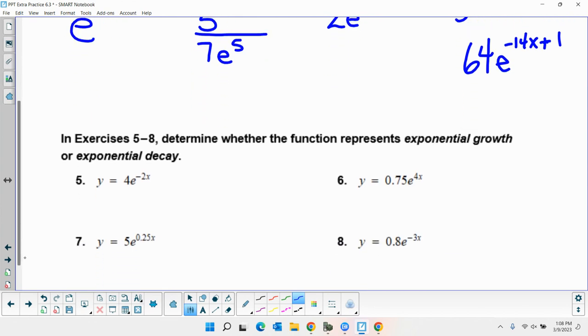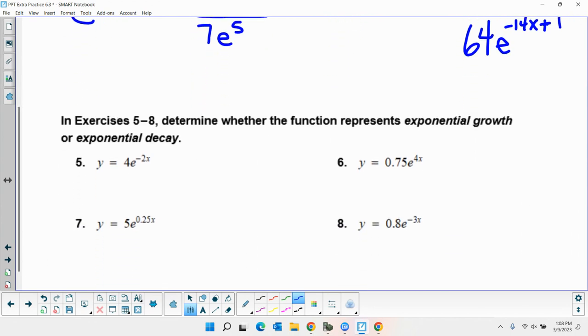Now, you guys got from 6-1, when the parentheses had a number that was bigger than 1, it was what? Growth. And when what was in the parentheses had a number less than 1, what'd you say it was? Decay, right? So some of you were thinking that on this one, I think.